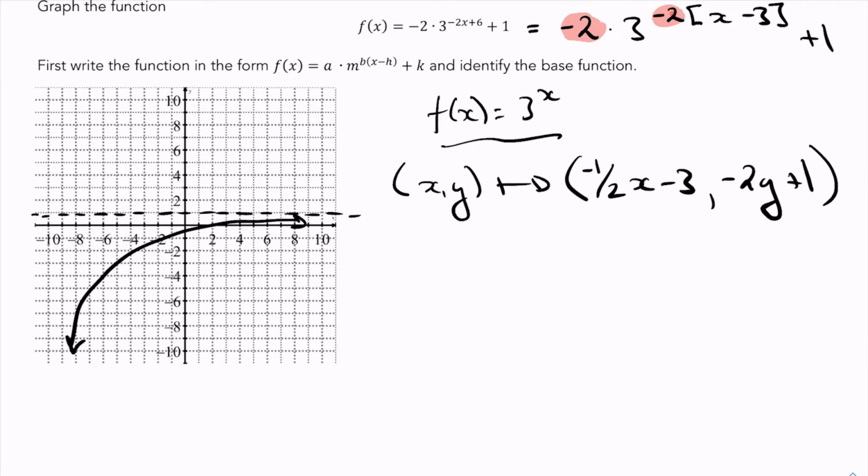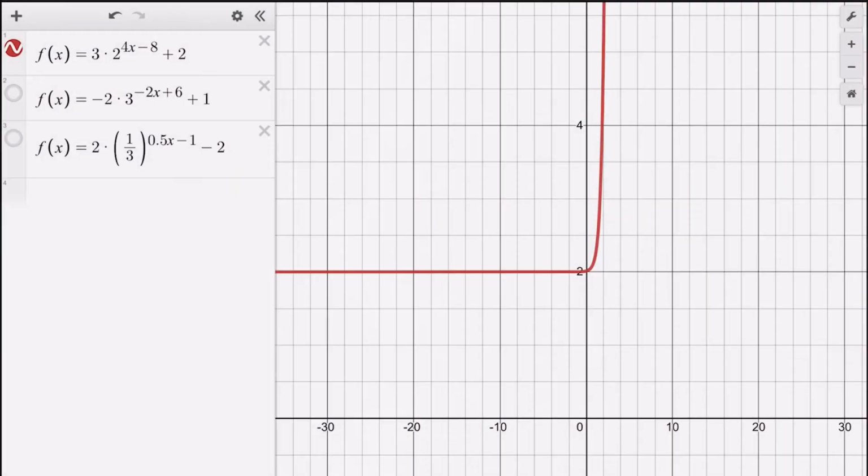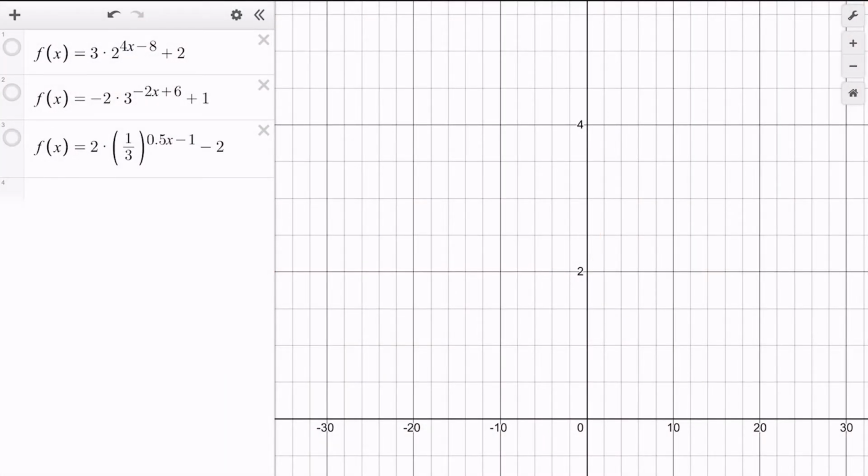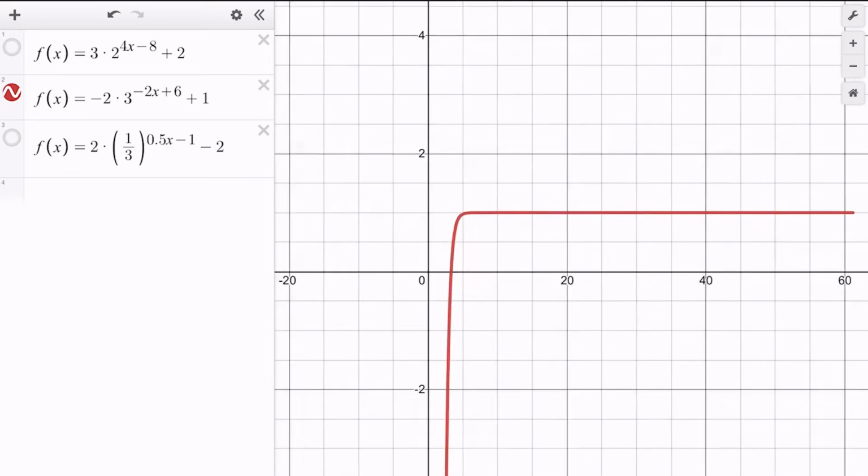And I'm not going to bother putting in exact points. If you want to, just plug in an x to get your y. The general shape of your function is like that. Let's take a look at what the exact graph looks like. And again, pull up our Desmos. Take this one out and put this one in, and lo and behold, we have that type of behavior.